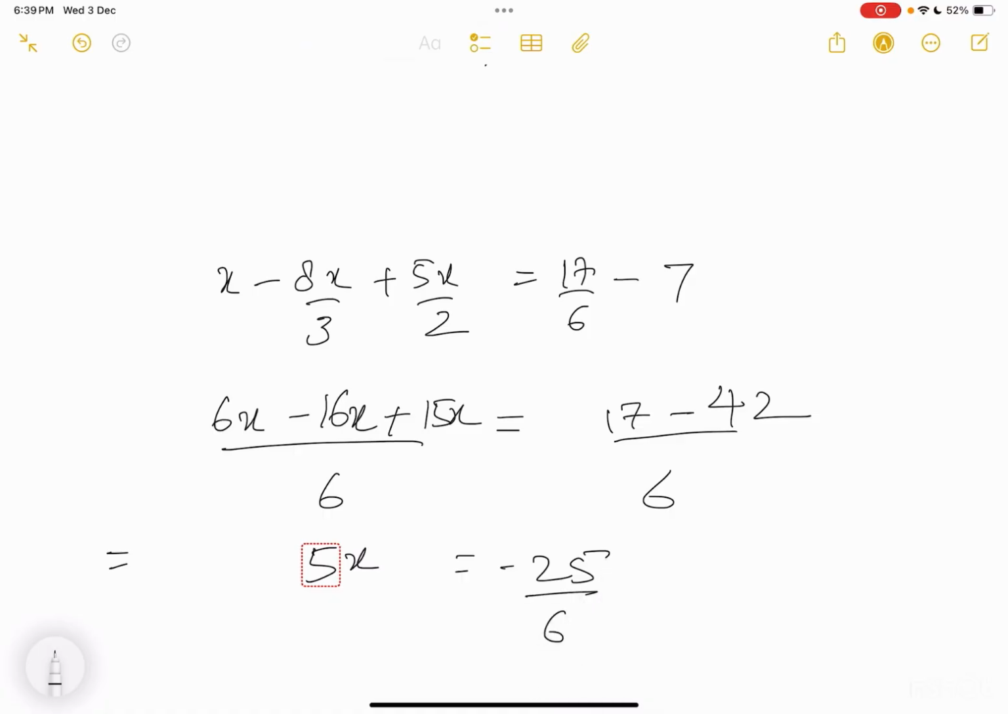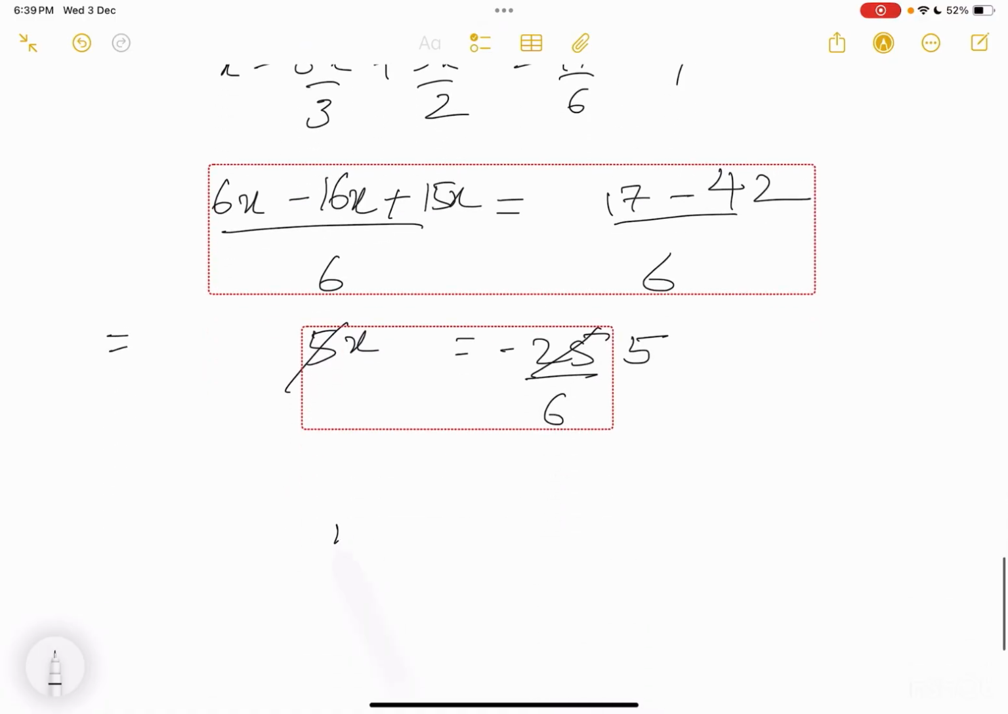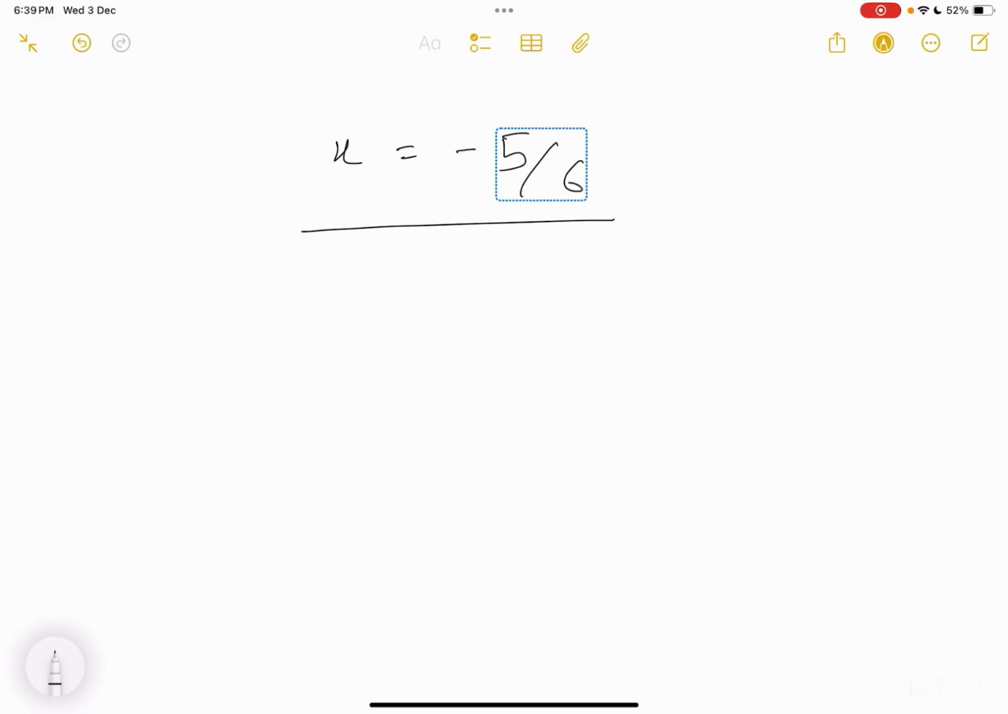Okay, and then you can quickly cancel this. You will get x equals minus 5 by 6. If it is clear, I guess. And then next we can take up the third question. Third, okay, this was the third. Fourth is much easier.